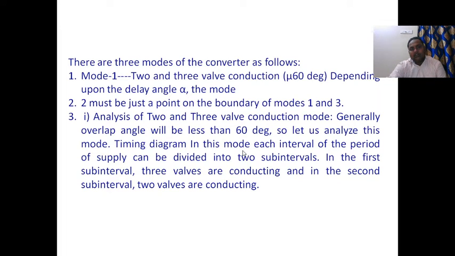Timing diagram in this mode: each interval of the period of supply can be divided into two subintervals. In the first subinterval, three valves are conducting, and in the second subinterval, two valves are conducting. Please observe the diagram. This is a timing diagram. Thyristors are on in the order 3, 4, 5, 6, 1, 2. Omega t is alpha plus 60, alpha plus 360. The timing diagram is from 0 to 360.